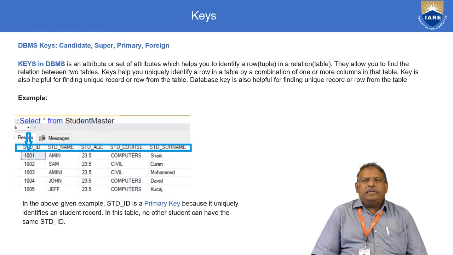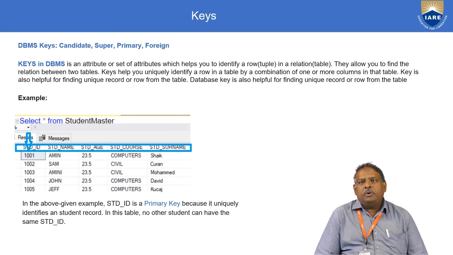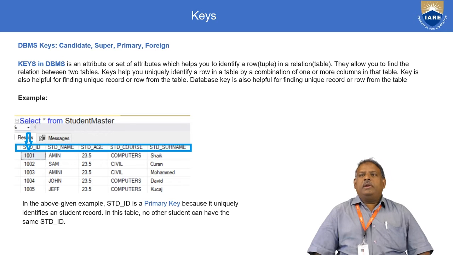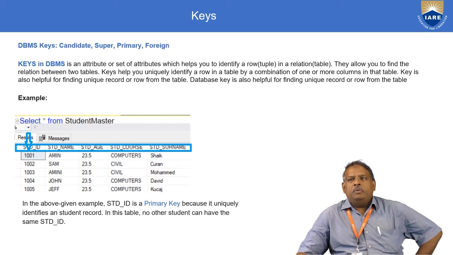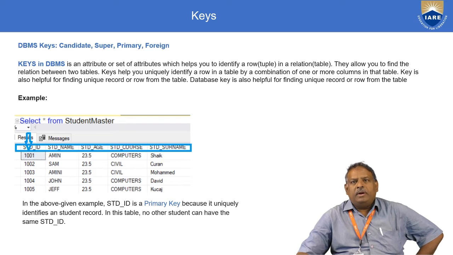Getting started. A key in DBMS is an attribute or a set of attributes which helps you to identify a row in a relation. A key is nothing but an identifier to identify a particular row in a table. Keys allow you to find the relation between two tables. You can join two tables using a key.